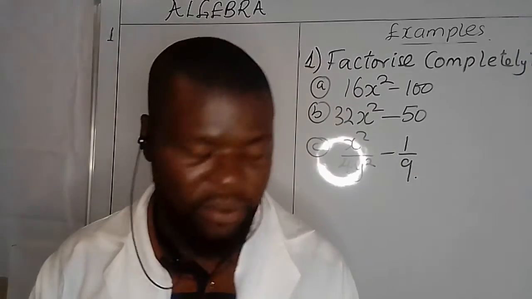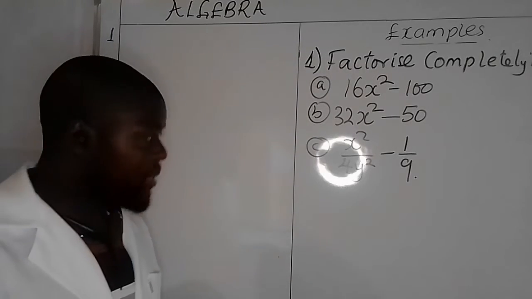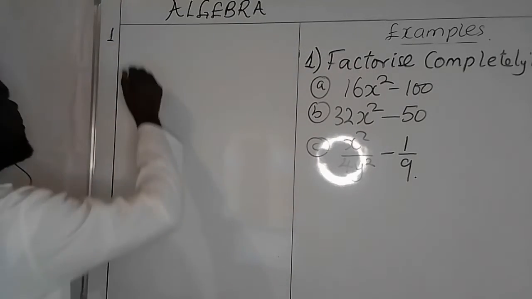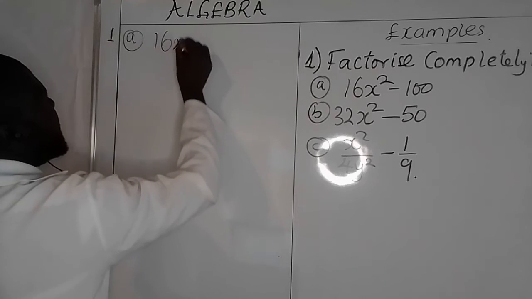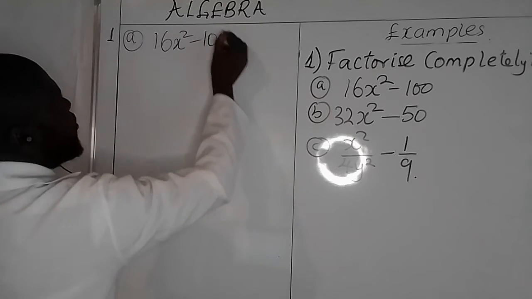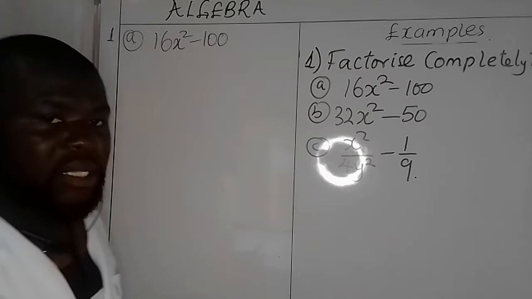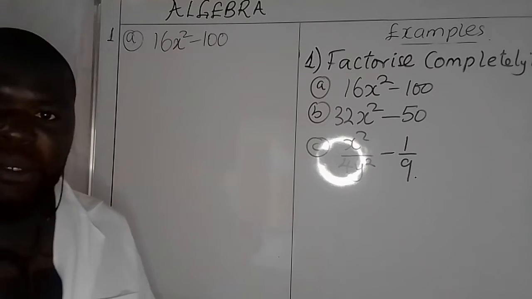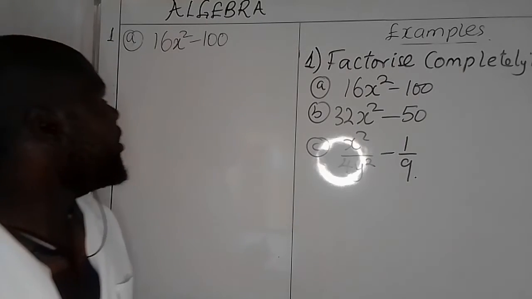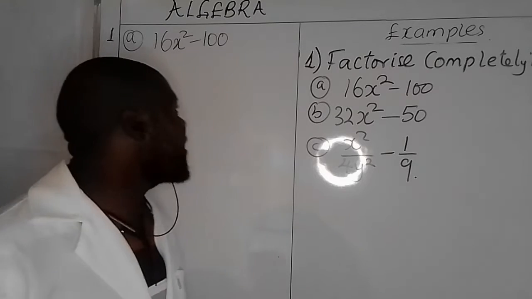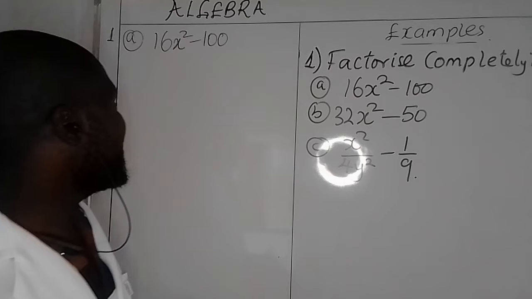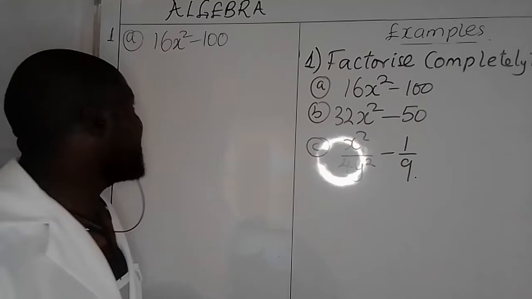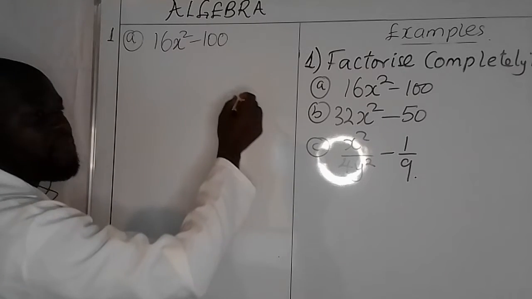Welcome back. We are factorizing algebraic expressions. So we have 1a: 16x squared minus 100. We need to look for a common factor between the two terms, 16x squared and 100. And that number is 4.